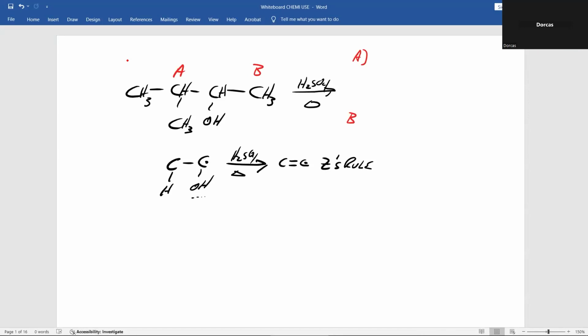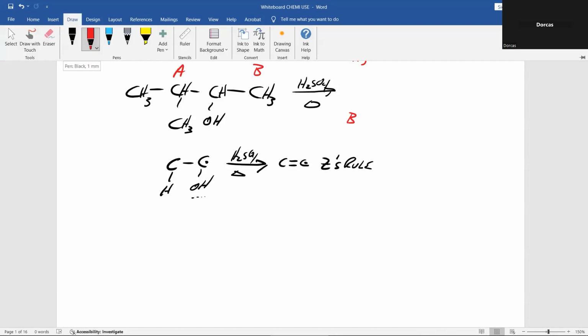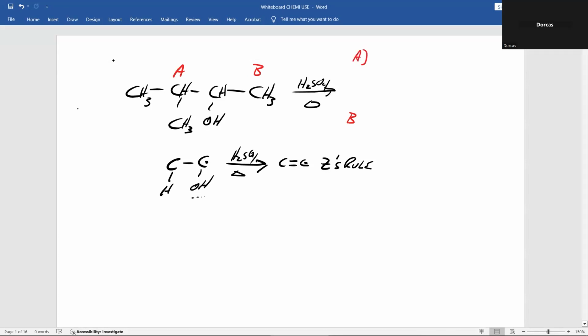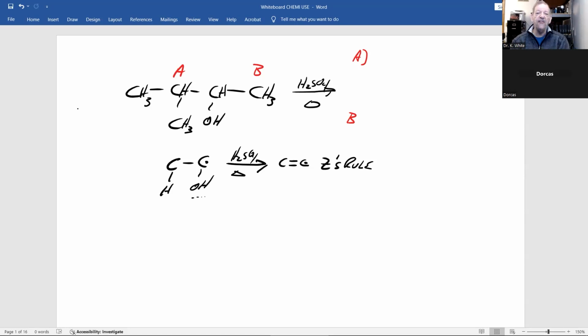Now, if we remove the hydrogen from A and the hydroxyl group, what molecule do you get? Well, you don't break carbon-carbon single bonds. For test 2, 3, 4 and the final, how many bonds to carbon? 4. And do you break carbon-carbon single bonds? No, except for combustion in this class, no.